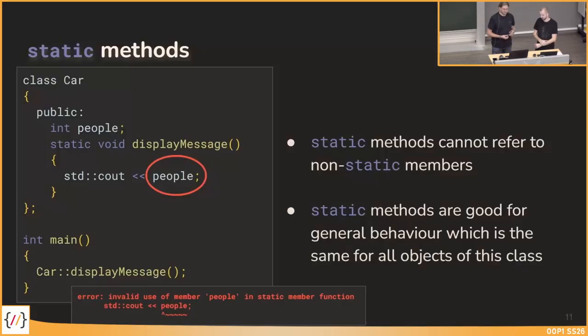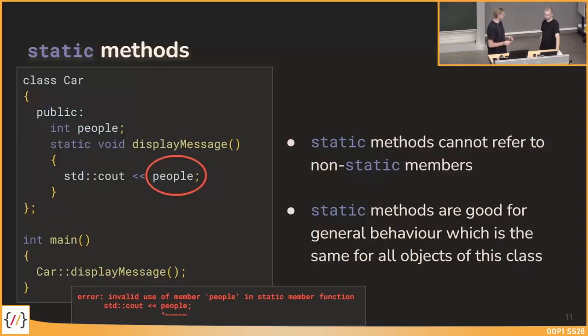Because the method doesn't know the value of which object should be taken here. So maybe there are 5 different car objects that exist, and they have a different number stored. So what should it take? Makes no sense. And especially if we just call it using the class name, there is actually not a number of people that is assigned to the variable here. So we are not allowed to use any non-static member inside of a static method.